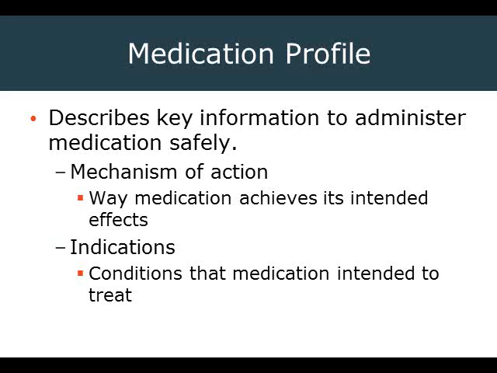An indication is when that medication should be given. What is it intended to treat? Dextrose 50% is intended to treat patients with hypoglycemia or low blood sugar. Naloxone is intended to treat patients with opioid overdose with respiratory depression. Nitroglycerin is intended to treat patients with cardiac-related chest discomfort.